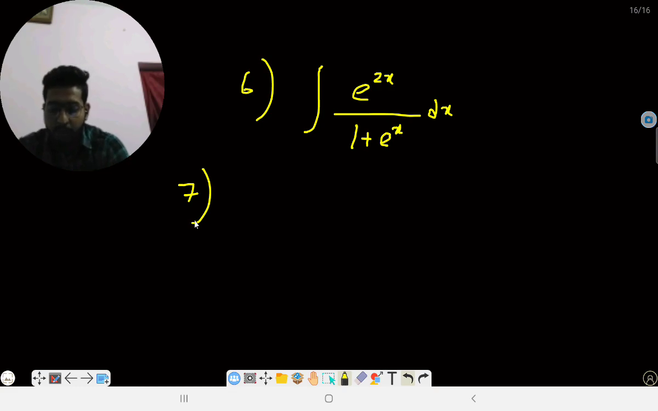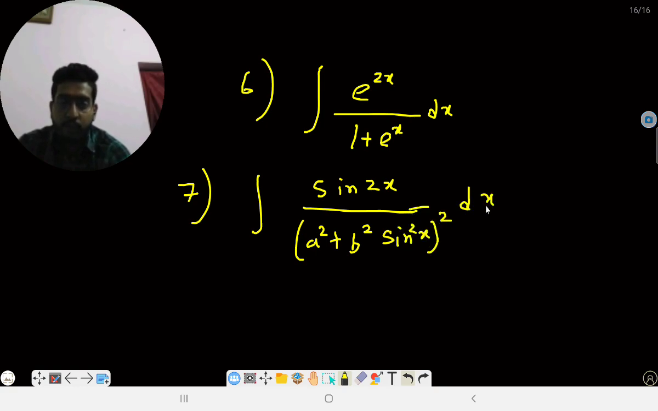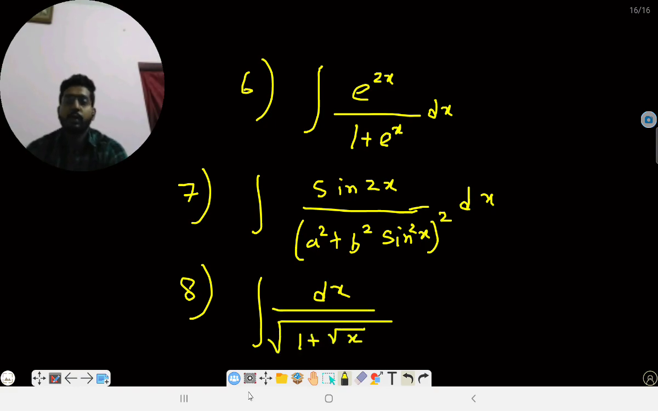Next, question number 7. So what is question number 7? Question number 7 is given like this: integration of sine 2x divided by a square plus b square sine square x whole square dx. That is question number 7. Question number 8 is like that: dx by root under of 1 plus root x. This is question number 8.